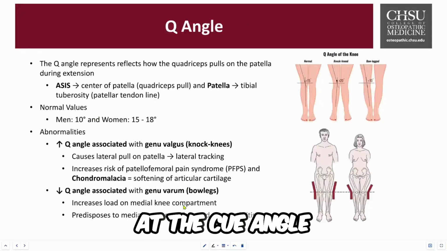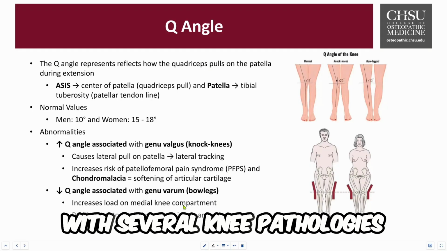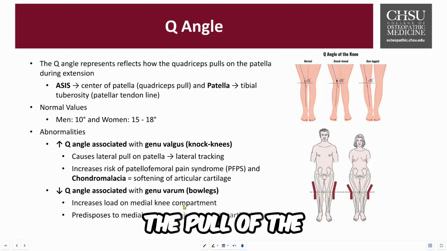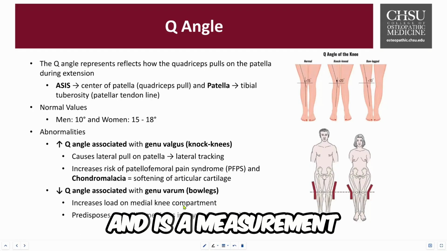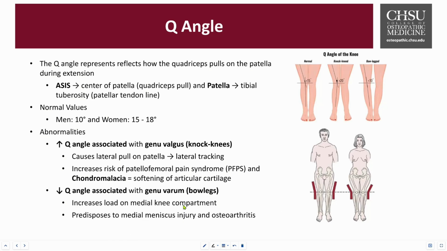Let's take a look at the Q angle. Abnormalities of the Q angle are key clinical findings associated with several knee pathologies. The Q angle reflects the pull of the quadriceps on the patella and is a measurement of the knee alignment. So let's talk a little bit about some of the variations.